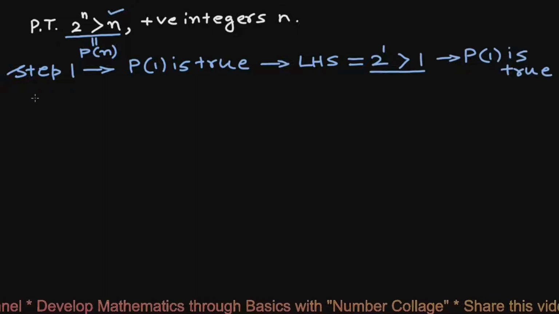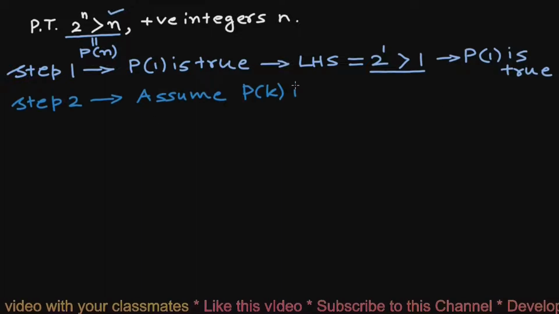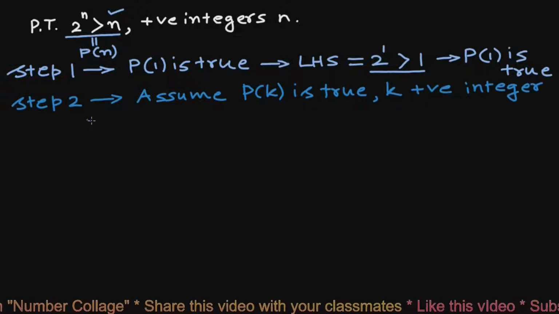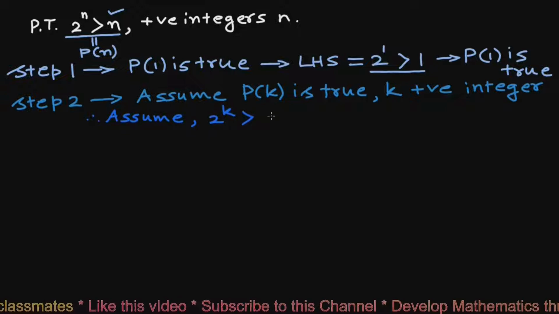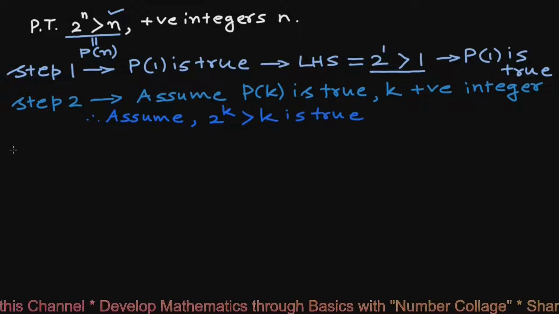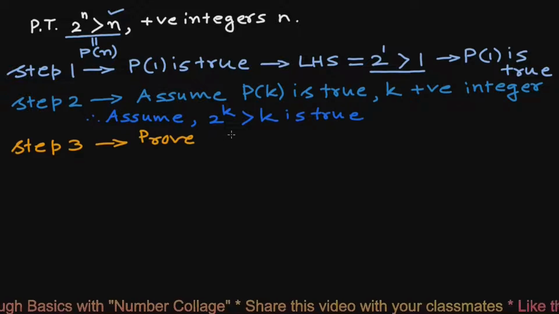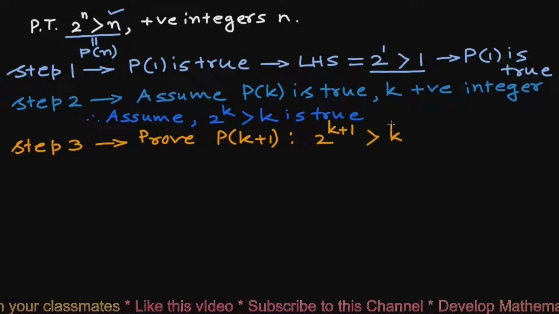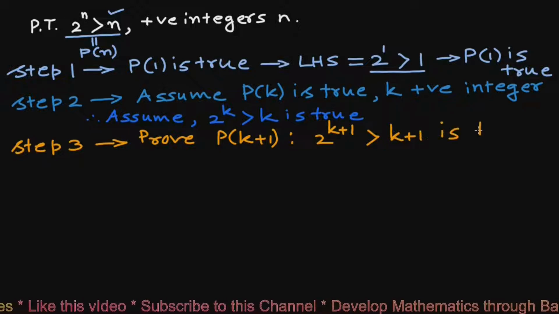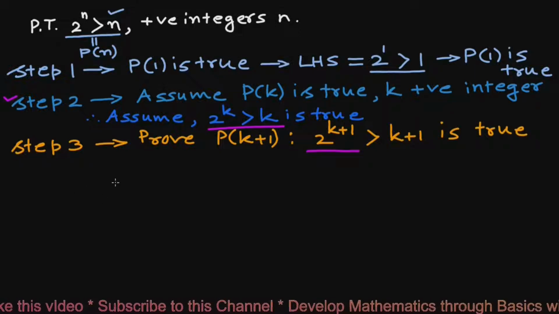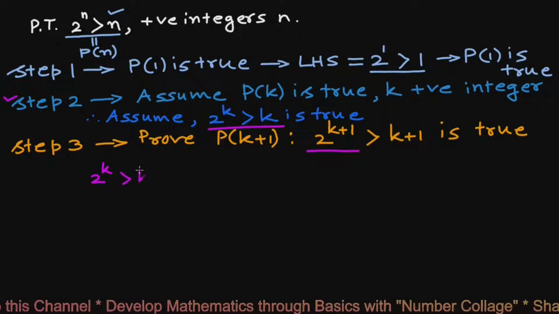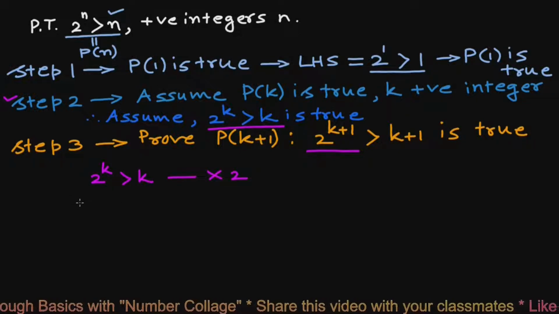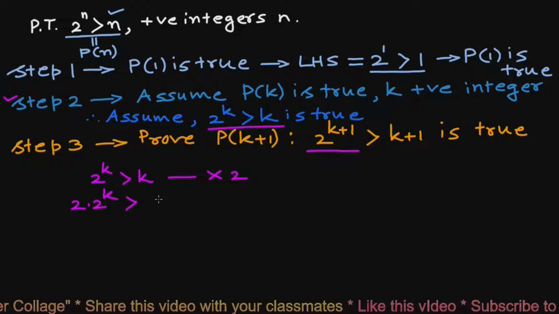In step 2 we assume that Pk is true for k some positive integer. Therefore, we assume 2 raised to k greater than k is true. In step 3, we will prove that Pk plus 1, that is 2 raised to k plus 1 greater than k plus 1 is true. From step 2, we have 2 raised to k greater than k. We will multiply this statement by 2. That gives us 2 into 2 raised to k greater than 2k.